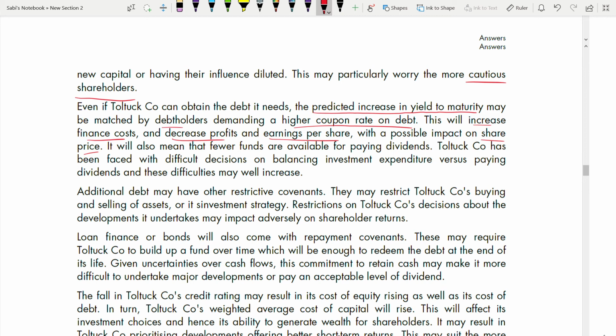It will also mean that fewer funds are available for paying dividends. Now you see, in the last paragraph we talked about dividends, where they had different views about dividend.